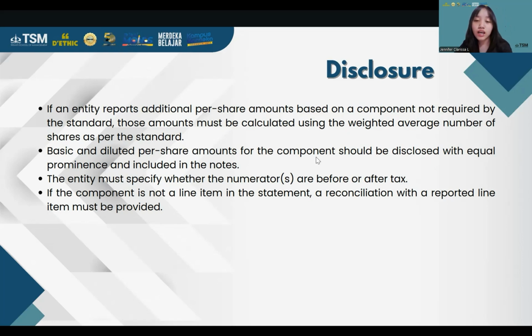And the last one is if the component used is not reported as a line item in the statement, a reconciliation must be provided between that component and a reported line item in the statement of comprehensive income.